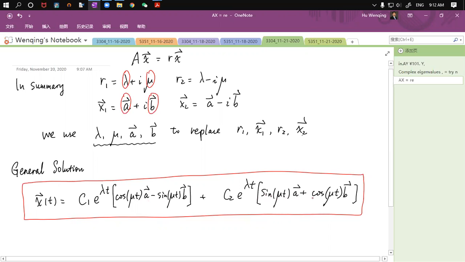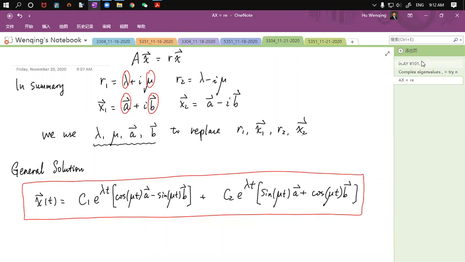Is that good, family? Here A is the common real vector in the eigenvector, and B is the common complex vector in the eigenvector. So this formula is very important, and you must memorize it before the next exam. This is the general solution in the complex conjugate case.